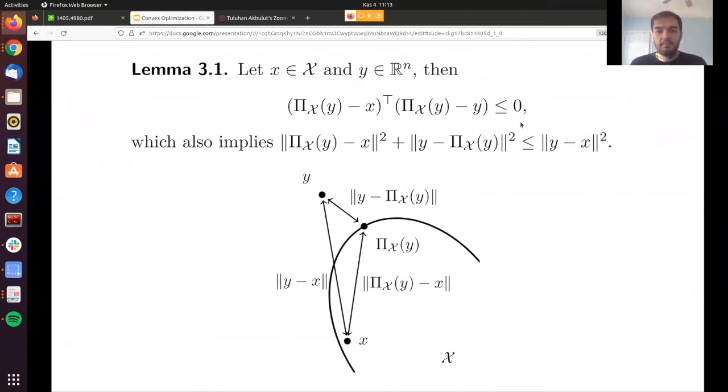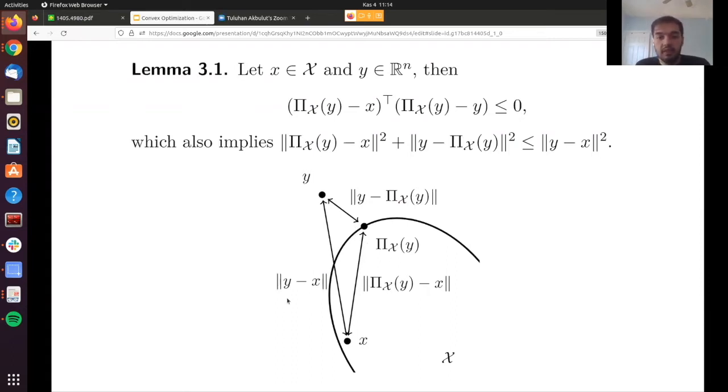And here is a lemma. We will use this. The intuition is that this triangle always has an angle that is larger than 90 degrees, and that implies this inequality. The reason is that because it's convex, right? Because of this curvature, this angle should be greater than 90.